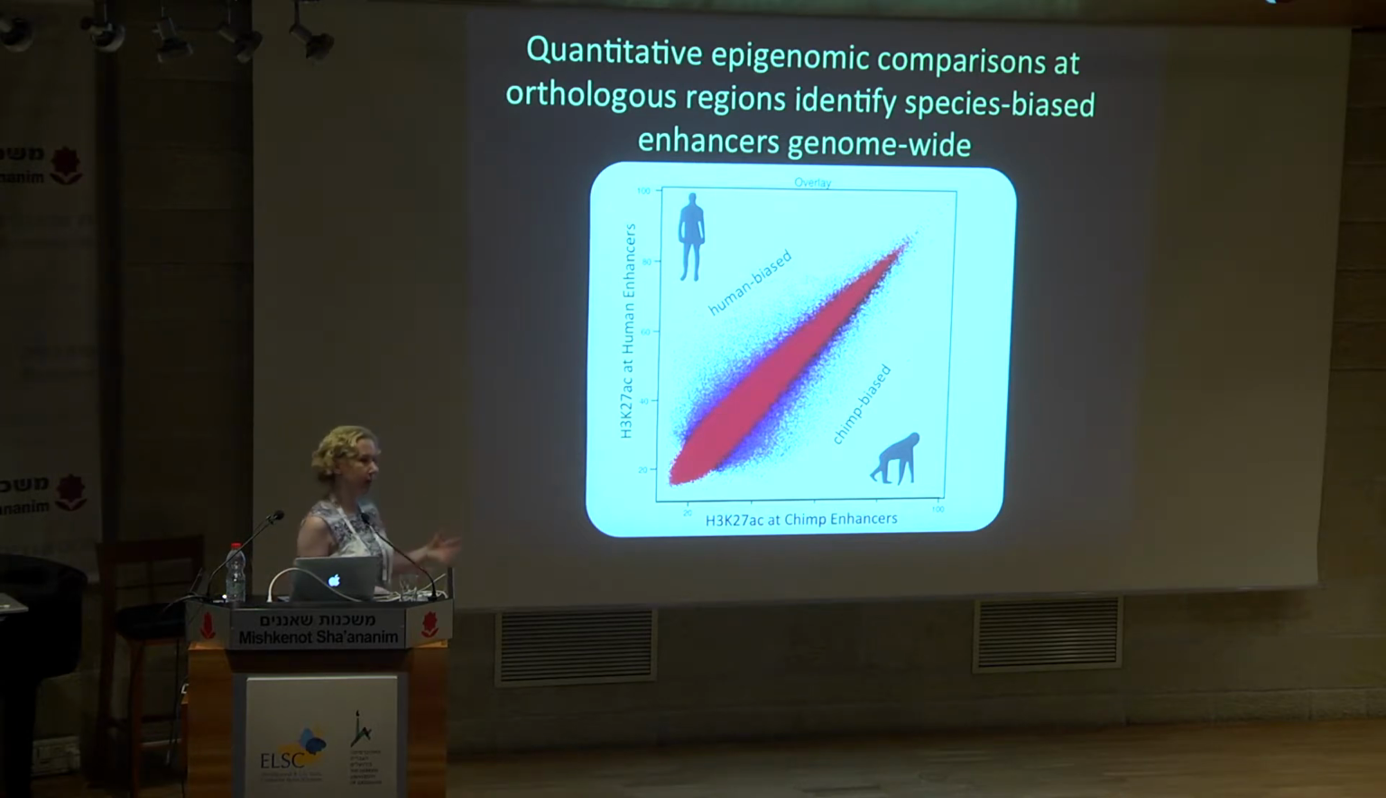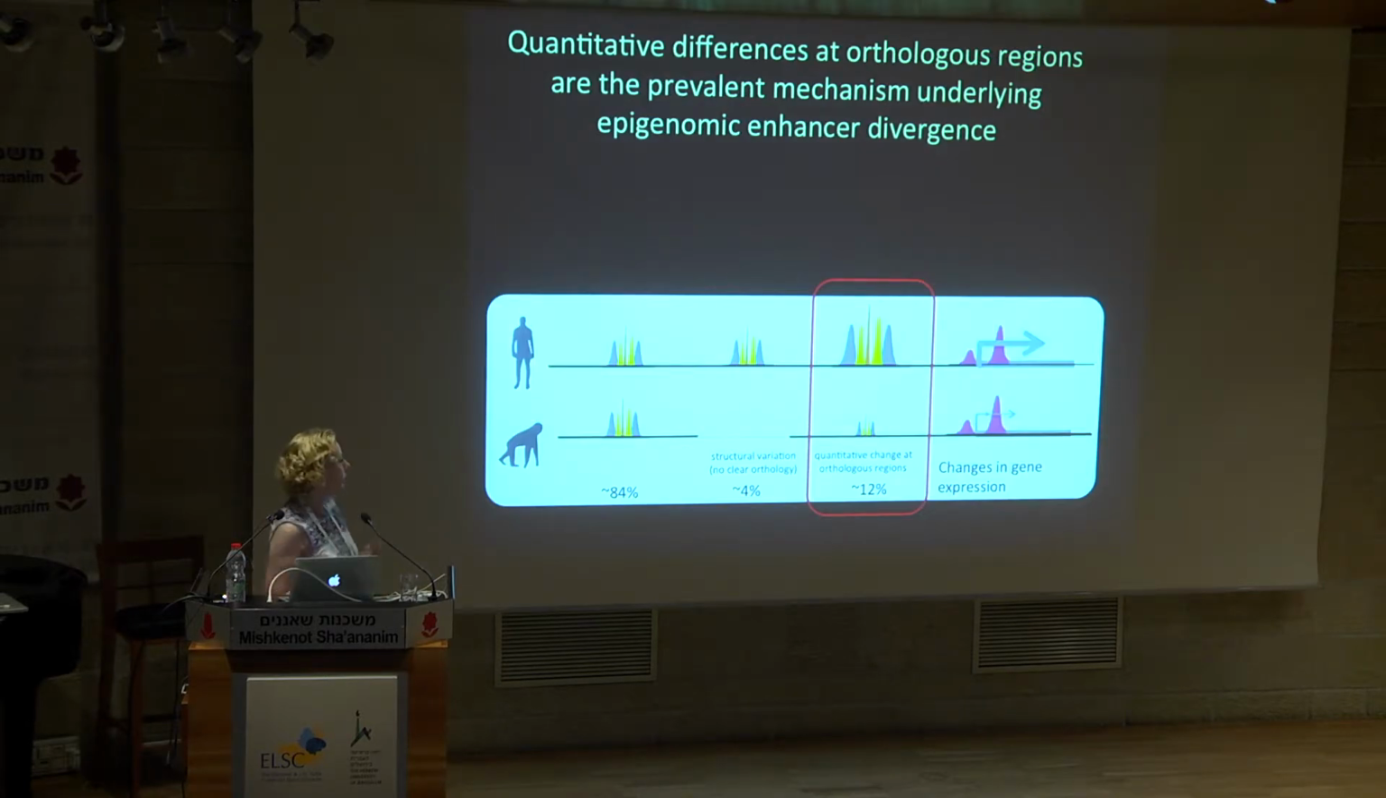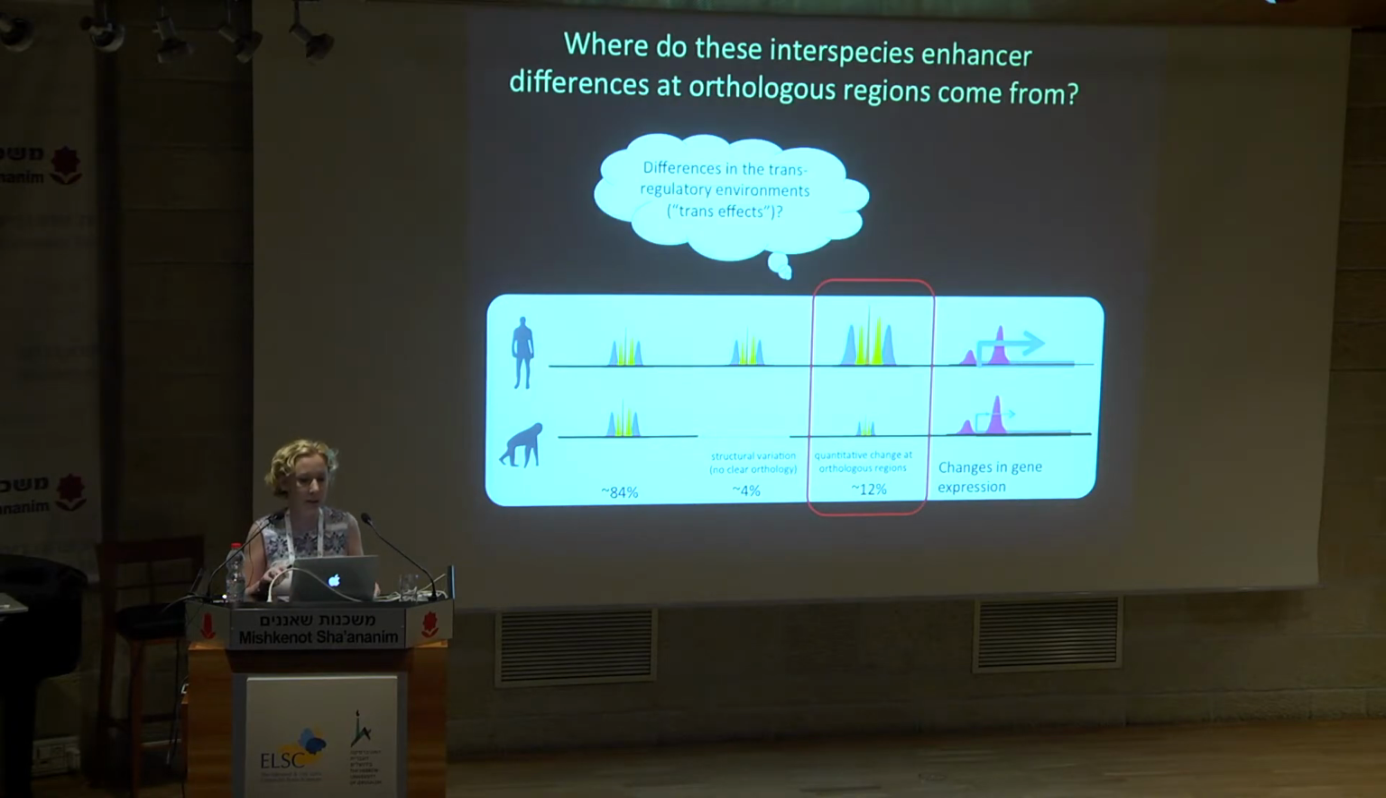So this variation that falls outside of the intraspecies variation, I will from now on refer to as our candidate human-biased or chimp-biased enhancer elements. So indeed, it turns out that quantitative change at orthologous regions seems to be the prevalent mechanism driving epigenomic variation between human and chimp, with a smaller contribution, and probably we have even overestimated it here, due to structural variation. So this source of variation begs an immediate question.